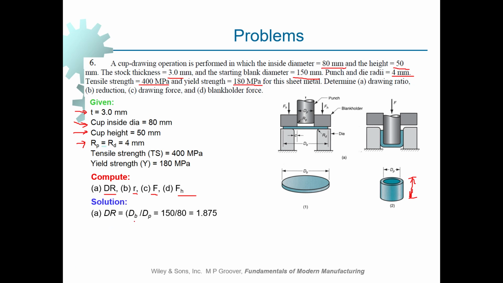We divide the diameter of the blank by the diameter of the punch, which gives us a drawing ratio, and that is to be less than 2 to make it a feasible operation, and that is feasible indeed. Reduction, by substituting the diameters of the blank and the punch, we can also get it computed, and this has to be less than 50%. So this is representation of a feasible operation.